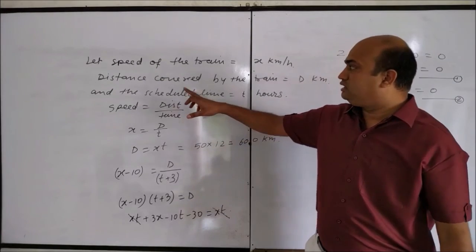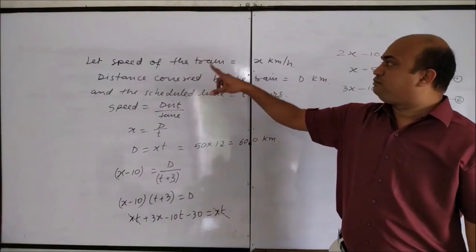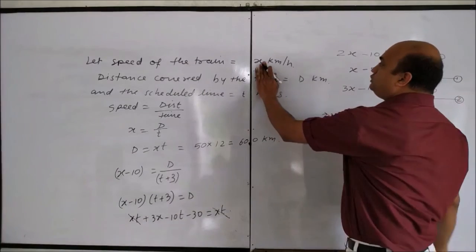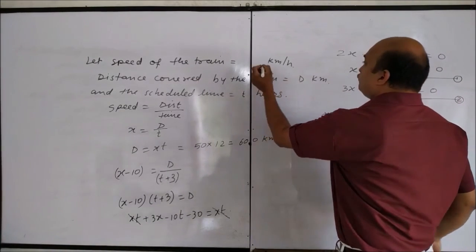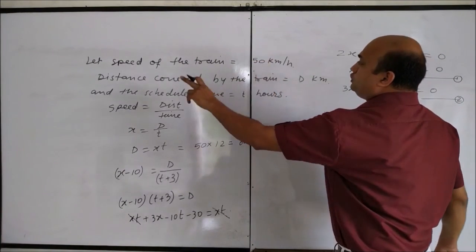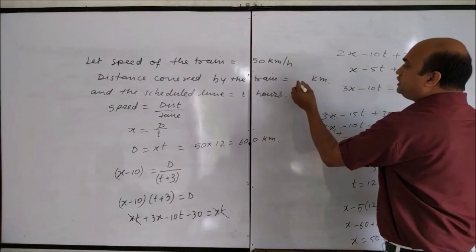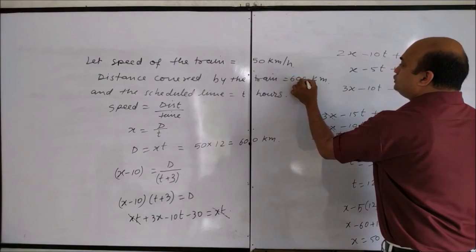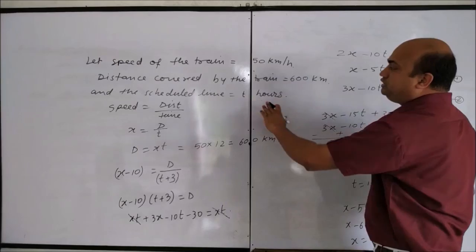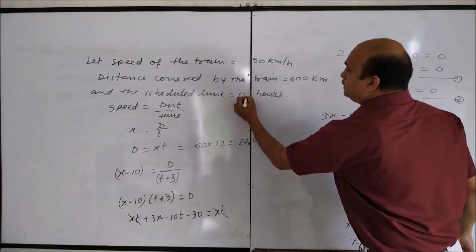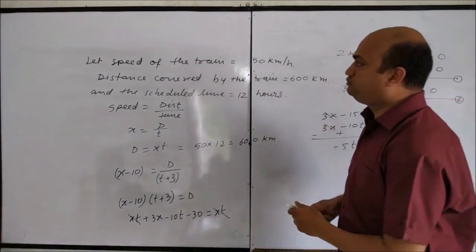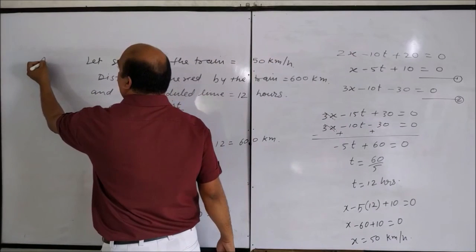At last we can write, therefore, speed of the train is equal to 50 kilometer per hour and the distance covered by the train is equal to 600 kilometer and the scheduled time is 12 hours. This will be the final answer.